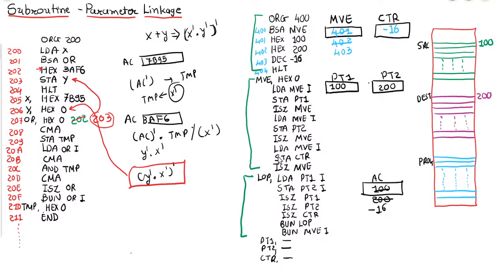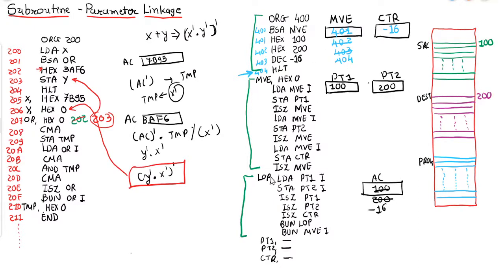Okay, and then ISZ MVE. So again this MVE will be incremented, so this will become 404. Okay, so here you can see while we were initializing the memory word for data transfer, at the same time we have used this variable. And whenever there is completion of the subroutine, then execution will resume on memory location 404, which is pointed by MVE.